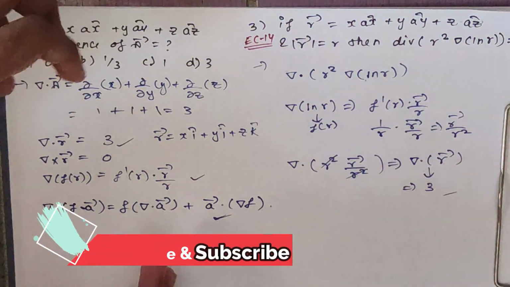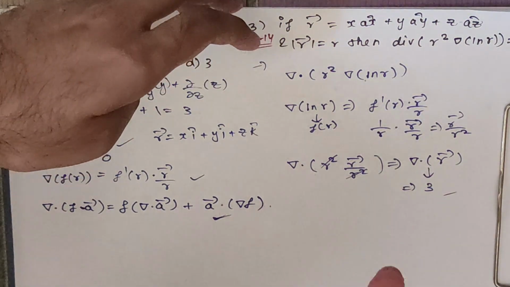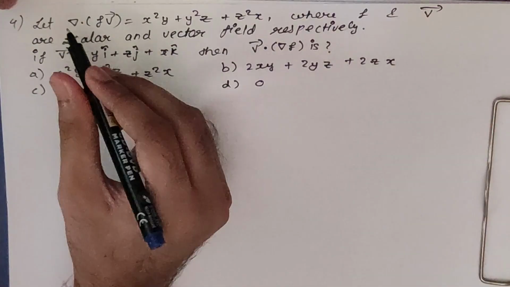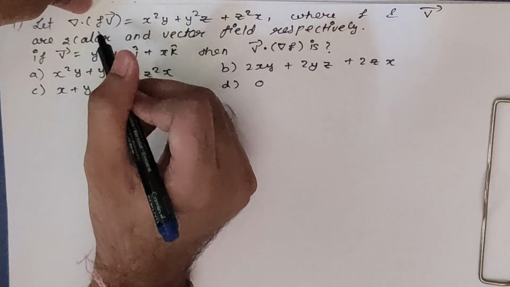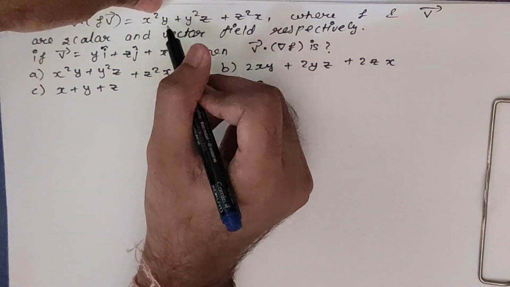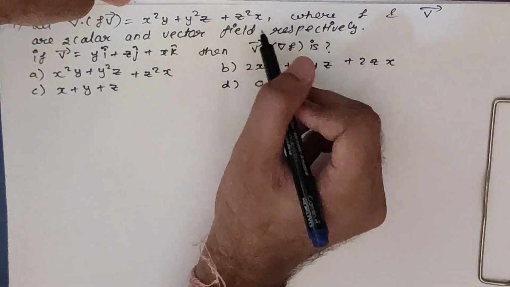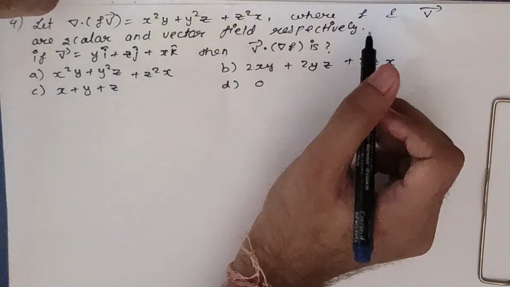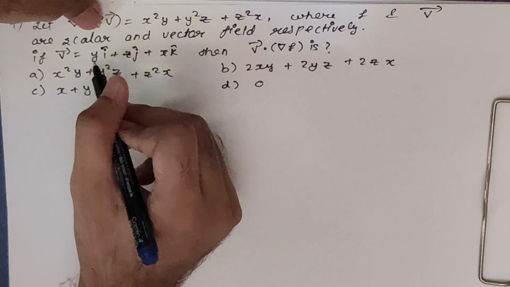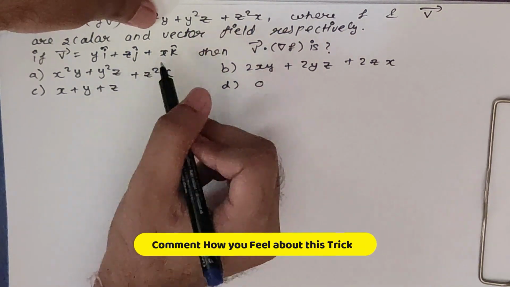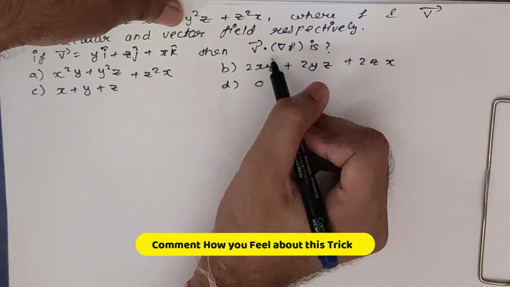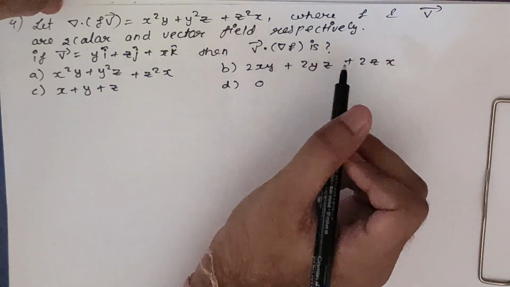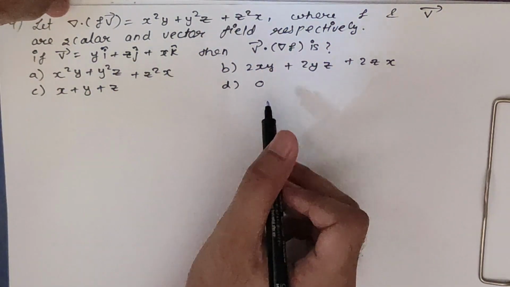So you can see how easily you can solve this type of question if you know the identities. Now let's say this sum: let del dot f v bar equal x square y plus y square z plus z square x, where f and v bar are scalar and vector field respectively. If v bar is equal to y i cap plus z j cap plus x k cap, then v bar dot del f is equal to, and you are given these options.